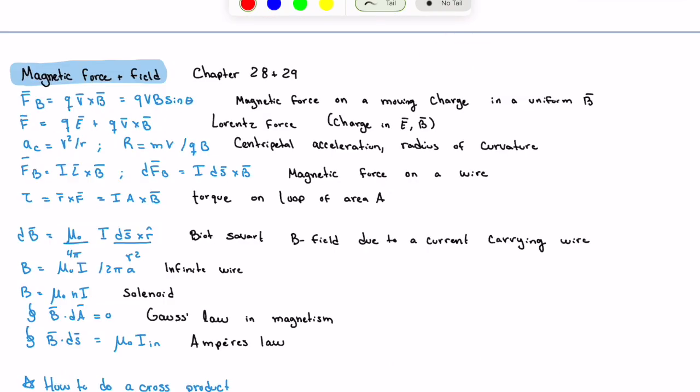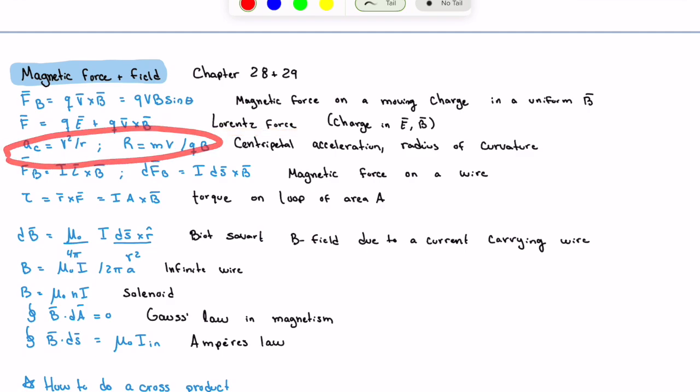So in chapter 28, we kind of just assumed that there was a magnetic field, and we saw that particles experience a magnetic force if they were moving inside of that field. So here, this is the equation that we saw, where we have q v cross B. Normally, you are expected to solve cross products, so remind yourself how to do that. We also saw how to add up electric forces and magnetic forces. This is called the Lorentz force.